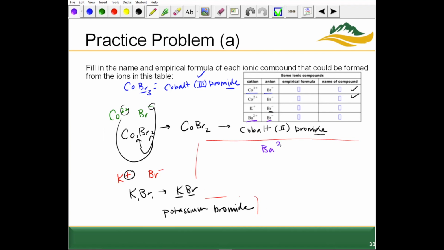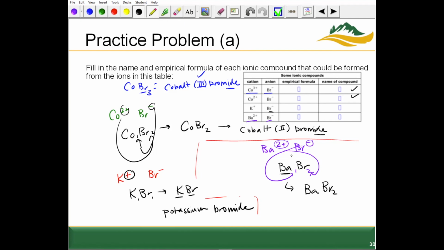Barium is an alkaline earth metal. It always forms +2 cations. For the cross method here, 2 goes down to be a subscript on the opposite element, so bromine, 1 down there. So then we end up writing this as BaBr2. How do we name this?